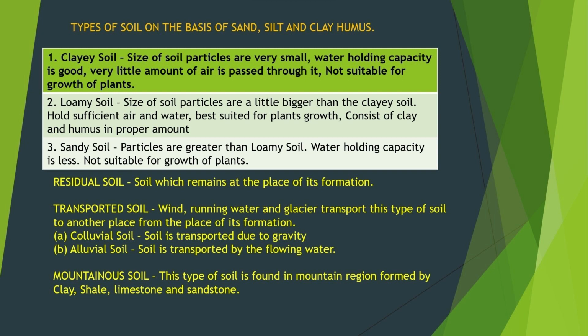Residual soil is soil which remains at the place of its formation. Transported soil: wind, running water and glaciers transport this type of soil to another place from the place of its formation. Colluvial soil is soil transported due to gravity. Alluvial soil is soil transported by flowing water. Mountainous soil is found in mountain regions, formed by clay, shale, limestone and sandstone.